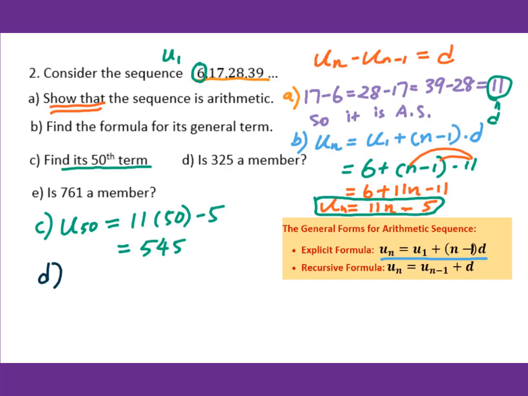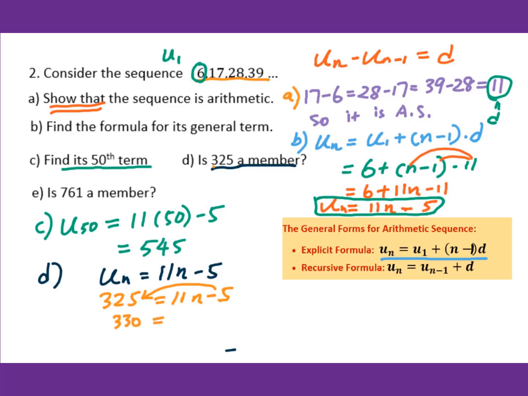For D, is 325 a member? We still use this general form. U sub n equals 11n minus 5. Suppose 325 is a member, then n must be a natural number. So we plug in 325 equals 11n minus 5. We solve for that. So we add 5 to both sides. We got 330 equals 11n. N equals 30. That means 325 is a member.